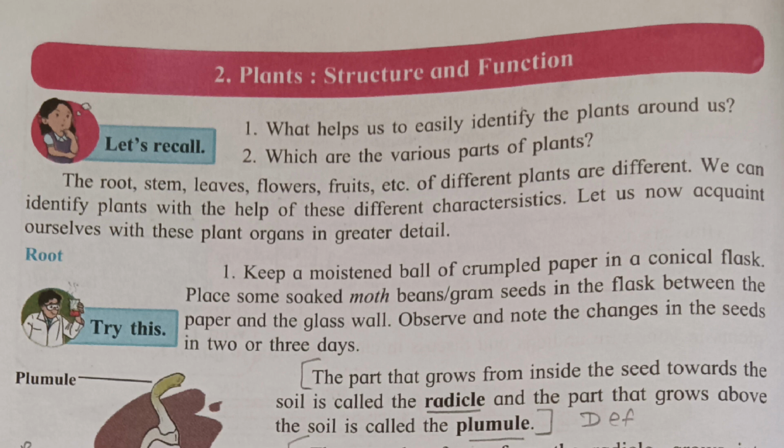The part that grows from inside the seed toward the soil is called the radicle, and the part that grows above the soil is called the plumule. Mark both definitions. Both definitions are important.